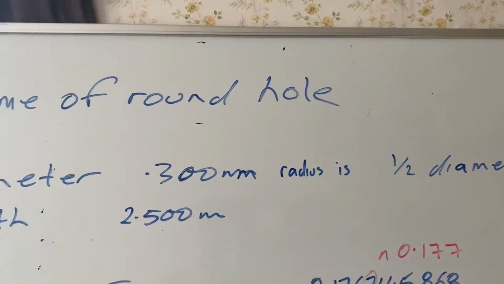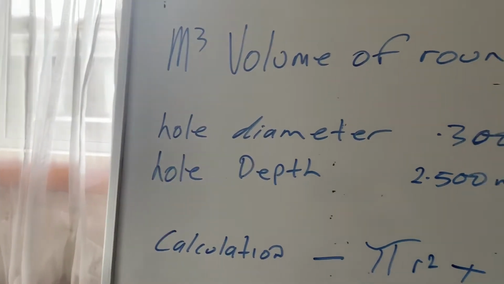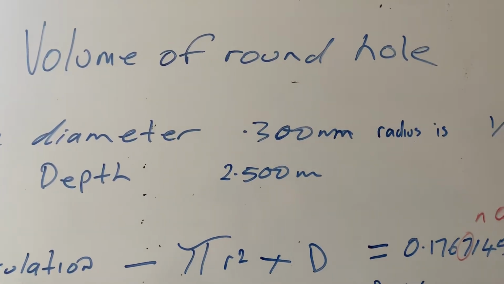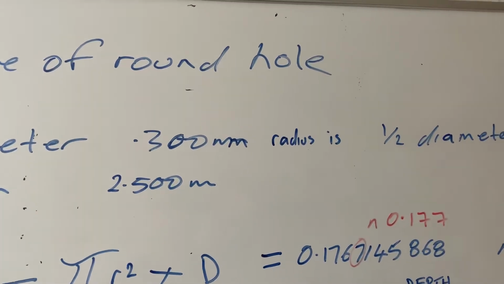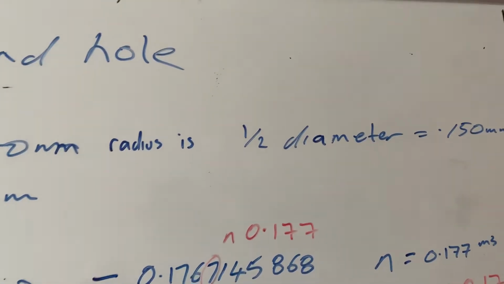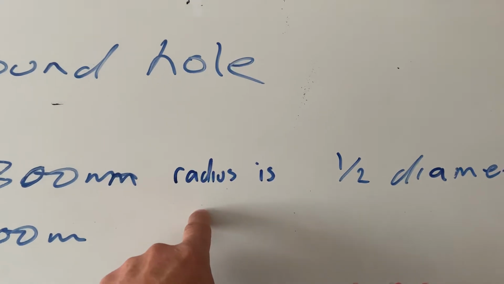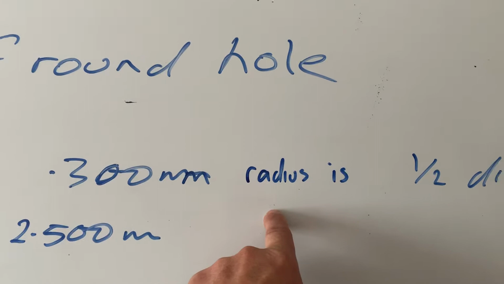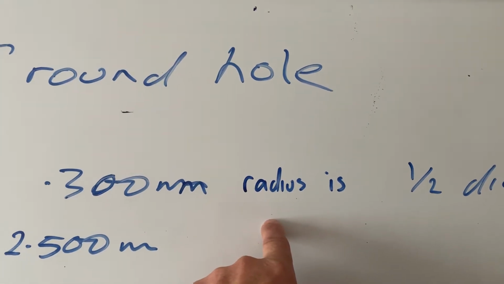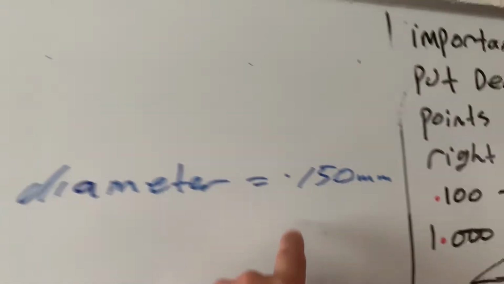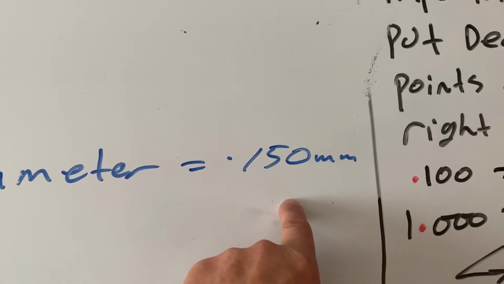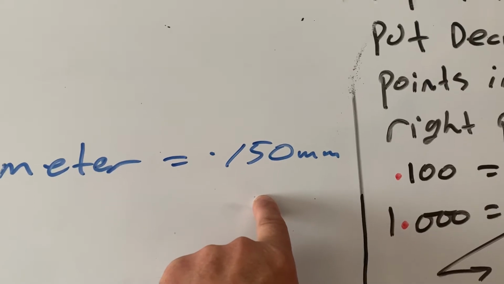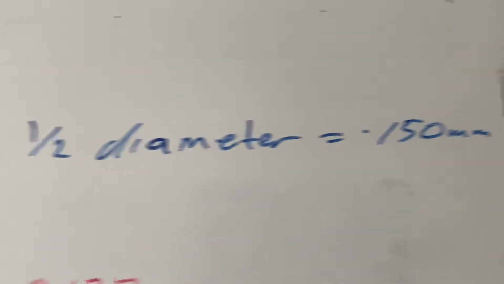Now, the diameter of the hole is 0.300 millimeters, okay? So what we do is we take that diameter and we half it, and that becomes our radius, because what we're going to use is our radius, not our full 300 millimeters. Half that diameter being the radius is 0.150 millimeters. So that's the calculation we're going to use to figure out how much concrete we need for that one hole.